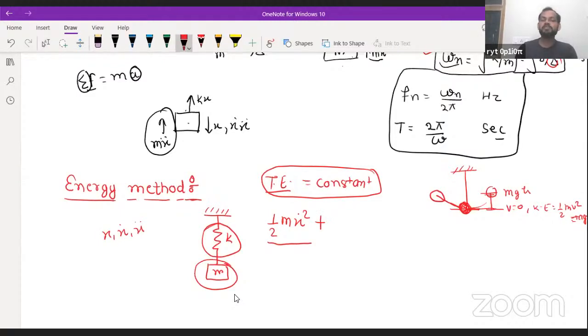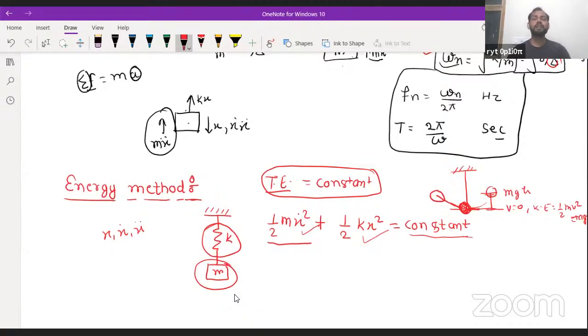What is the potential energy? Potential energy of a spring is half k x square. And apart from these two, there is no extra energy inside the system. So this summation will always remain constant. Sometimes total energy will convert into kinetic energy, sometimes total kinetic energy will convert into potential energy, and sometimes their summation will remain the same. So at each instant of time, the total energy will remain the same.